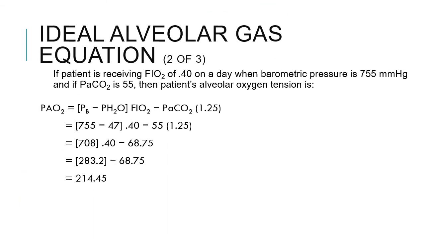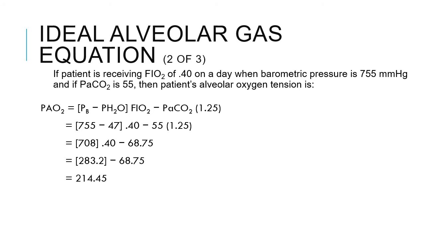Let's look at this in action. If a patient is receiving a fraction of inspired oxygen of 40% or 0.40 on a day when the barometric pressure is 755 millimeters of mercury, and if the pressure of arterial carbon dioxide is 55 millimeters of mercury, then the patient's alveolar oxygen tension, or P big AO2, can be calculated as follows.